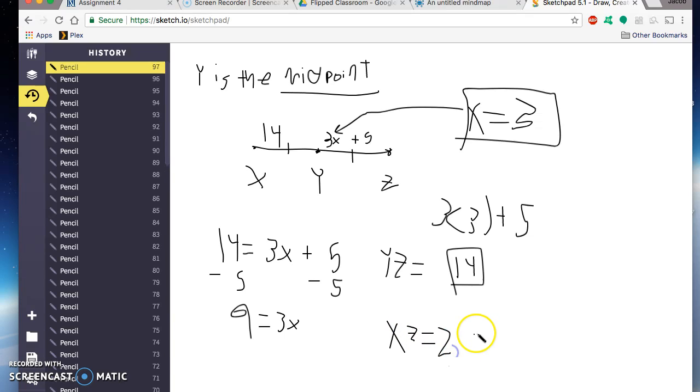And if there's any way we could check our work, obviously XY and YZ have to be the same thing, and we just found YZ to be 14, which kind of proves that we are right.